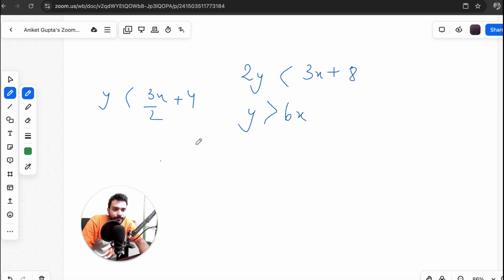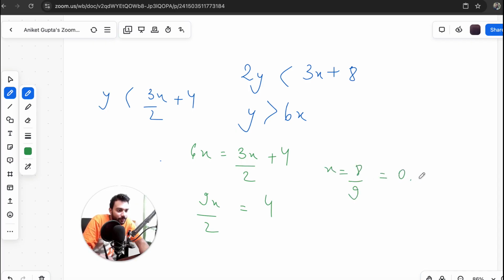First, let's find the point of intersection of the two curves. So 6x is equal to 3x over 2 plus 4. Okay, so 6x minus 3x over 2, that's 12x minus 3x, 9x over 2, is equal to 4. x is equal to 8 over 9, which is 0.889, exactly what we got on Desmos. Okay, but this took time, definitely.